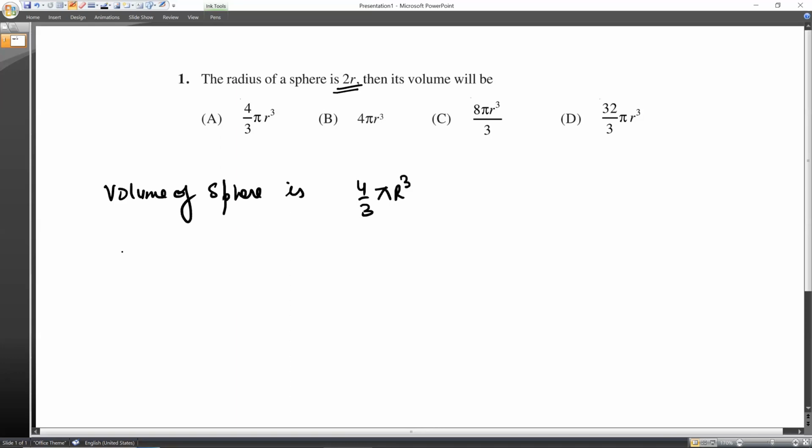Okay. Total surface area of a sphere is 4 pi r square. Okay. And the curved surface area and total surface area is same for the hemisphere. Okay. Now it is asking, what will be the volume of the sphere if radius is given to you, means capital R is given to you, 2r? So find out the value and tell me the answer. What's the answer here?